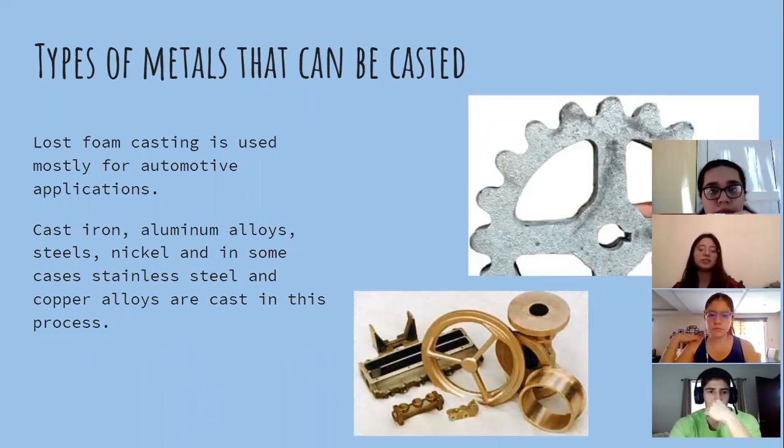Types of metals that can be cast. Lost foam casting is used mostly for automotive applications. Cast iron, aluminum alloys, steels, nickel, and in some cases stainless steel and copper alloys are cast in this process.